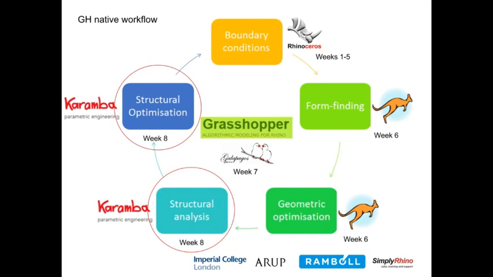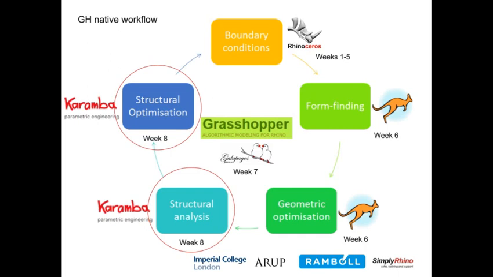So we started off in weeks 1 to 5 looking at boundary conditions. So if we're just looking at the problem from an engineering standpoint, weeks 1 to 5, we learn how to use Grasshopper, how to define geometry, using all the native functionalities and some plugins like Weaverbird and so on. So most of the course is about that, getting to grips with Grasshopper.